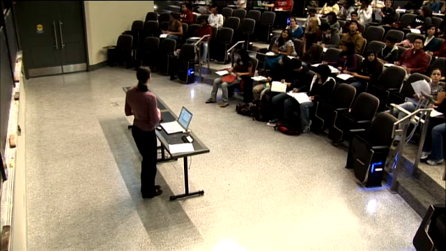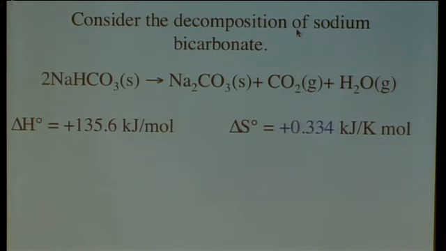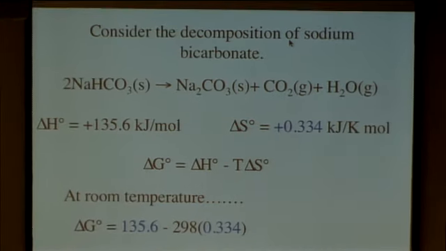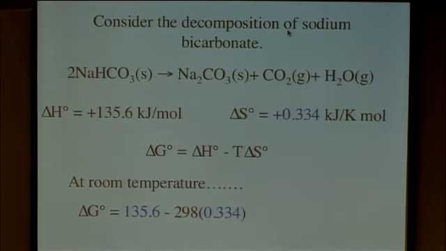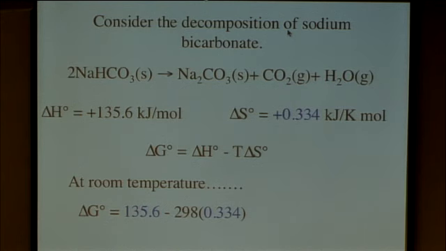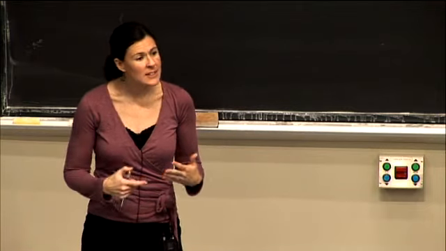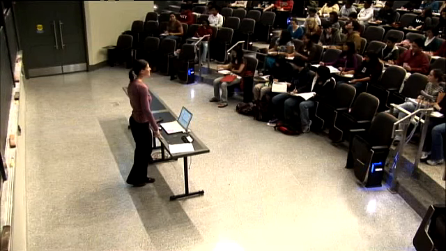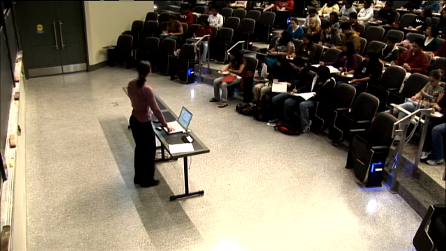So what we see is that it's 0.334 kilojoules per K per mole is our delta S. So we can go ahead and calculate our delta G for the reaction. We're just plugging in our delta H, which is 135.6. And to start with, let's talk about room temperature. So 298 K times 0.334. What we end up having for the delta G of our reaction is 36.1 kilojoules per mole. So this is at room temperature. So is our reaction spontaneous or non-spontaneous at room temperature? It's non-spontaneous. All right, but let's take a look at a different temperature.